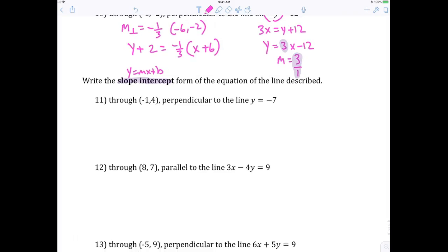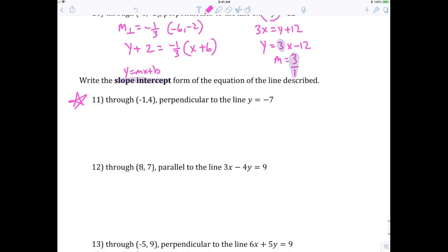All right? Now, number 11. Put a star by number 11. So, what does the graph of y equals negative 7 look like? Very good. Thank you. It is horizontal. So I'm going to draw that horizontal line. Y equals negative 7 looks like that. If I want something perpendicular, it's going to be what type of line? Say it. Vertical. Thank you. It's going to be a vertical line, and it's going to pass through negative 1, 4.